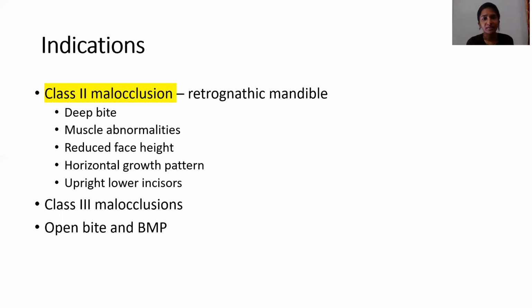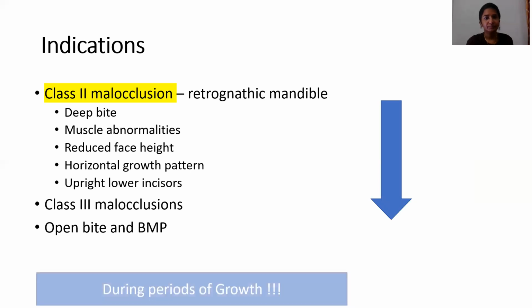Also, the lower incisors at the end of treatment might become more proclined. So it is better if you start the case with upright incisors, which might become a little proclined at the end of treatment. But if you start the case with proclined lower incisors, then the incisors might become severely proclined at the end of treatment. The less important indications include Class 3 malocclusions, open bite, and bimaxillary proclination. So the indications are in decreasing order of importance. The most important is Class 2.